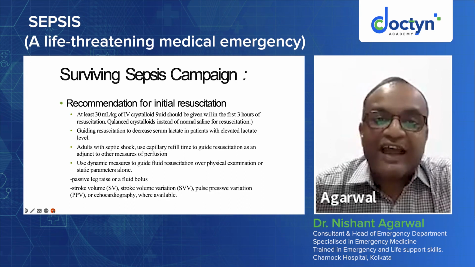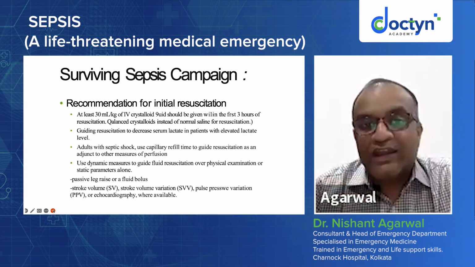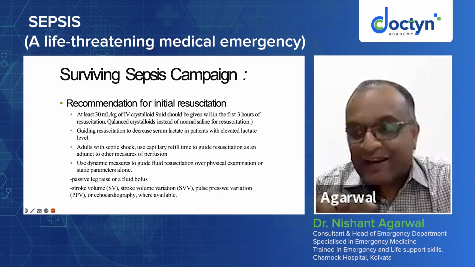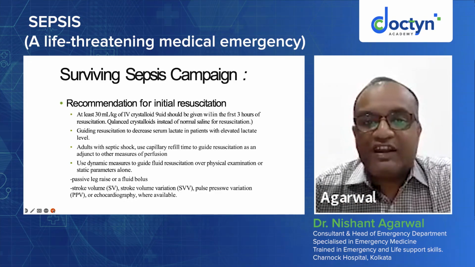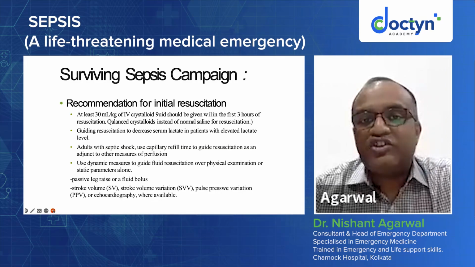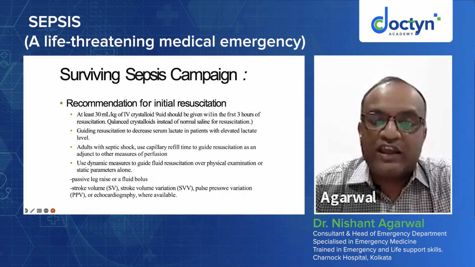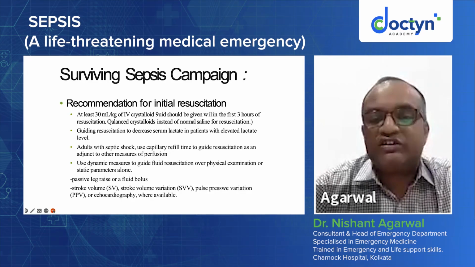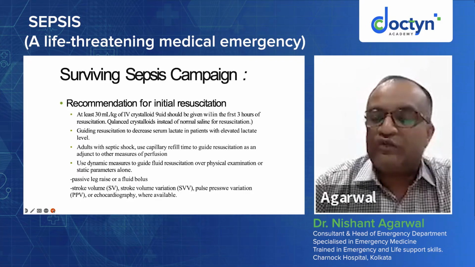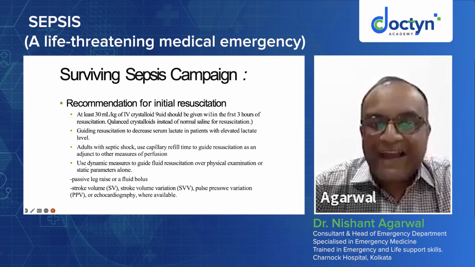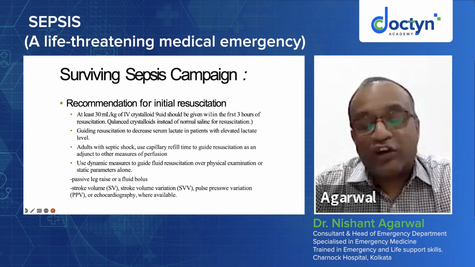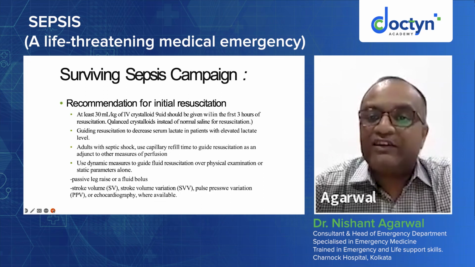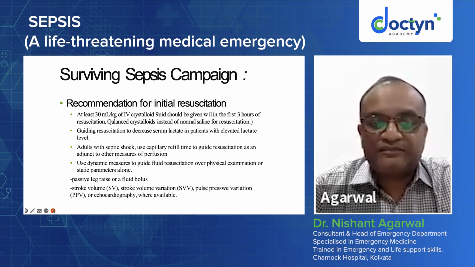But if you see that the IVC is like a tube, not varying with respiration, there is no variability, like a lead pipe, this patient will not benefit from fluid. If you give too much fluid, the patient will go into pulmonary edema and you will harm the patient rather than doing any benefit. So we have to be very cautious. A blanket 30 ml per kg of fluid cannot be given to every patient. It has to be patient specific. But the resuscitation should start immediately.